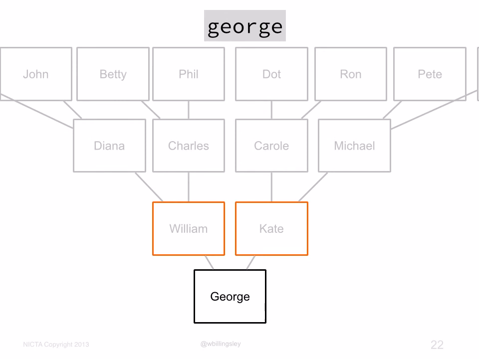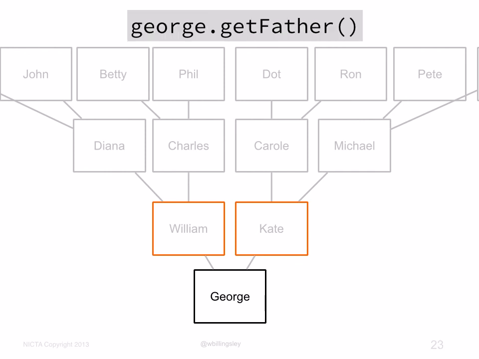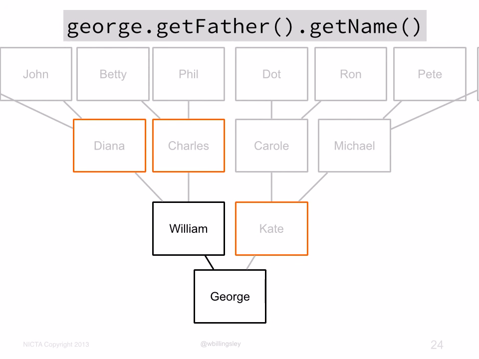So we go and get George, and I've shown George in black there to show that we've populated that object and there is data in it. But the references to William and Kate, at the moment, those aren't populated with data. Those are references to empty, lazily loaded proxies that will only actually go and fetch Kate and William's data from the database when we ask for something that needs it. If we go George.getFather, well, that's just a reference to a lazily loaded proxy at the moment. But when we go George.getFather.getName, aha, now we need to get the data for William out of the database so that we can populate that name.